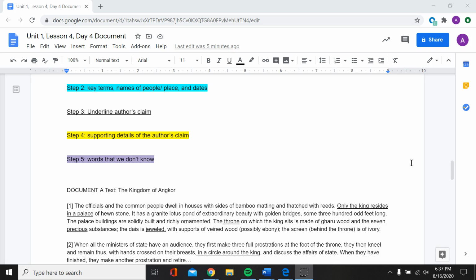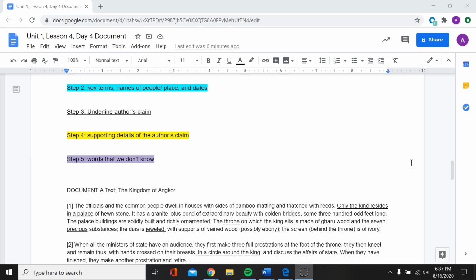It has a granite lotus pond of extraordinary beauty with golden bridges, some 300-odd feet long. The palace buildings are solidly built and richly ornamented. The throne on which the king sits is made of Gwaru wood and the 7 precious substances. The dais is jeweled with supports of veined wood, possibly ebony. The screen behind the throne is of ivory.